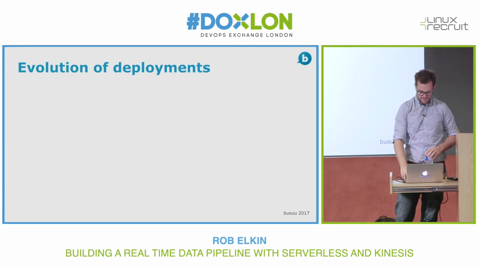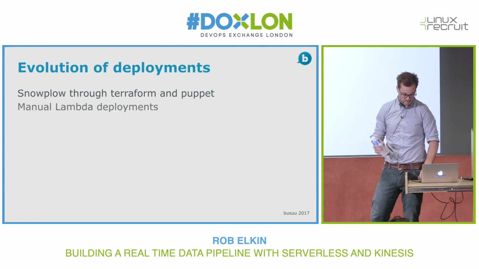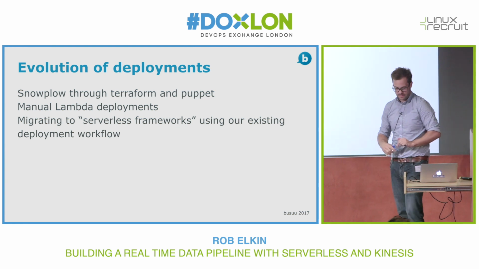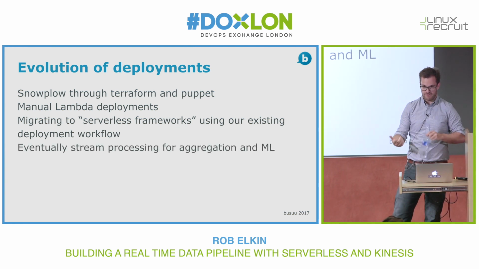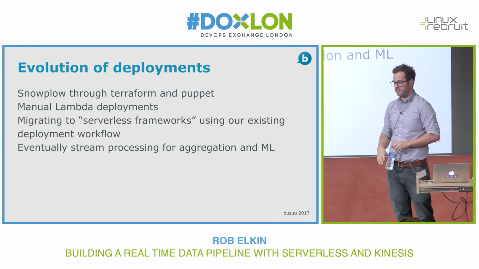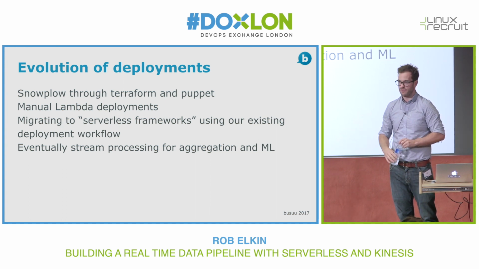Cool. Evolution of our deployment. So we deploy Snowplow through Terraform and Puppet, but we were doing manual Lambda deployments. We're migrating to serverless frameworks, and I'm going to talk about that in a little second. And eventually, we're going to start doing stream processing with this same thing. So we can do stream processing straight off of the Kinesis queue for our machine learning and data aggregation. So we're pretty well set up to start doing that whenever we want.